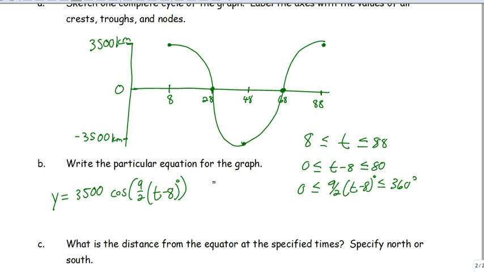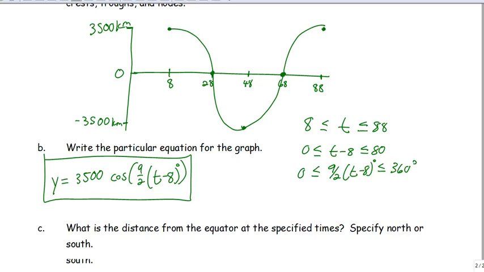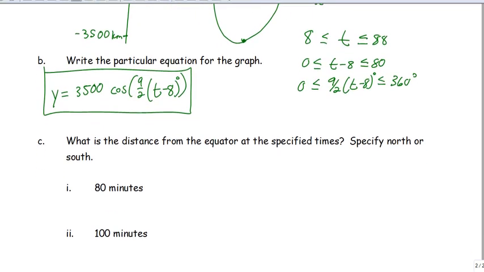And then plus 0. So you do not need the plus 0 if you don't want to. You can just leave it like that. So that is our equation. And here we go.